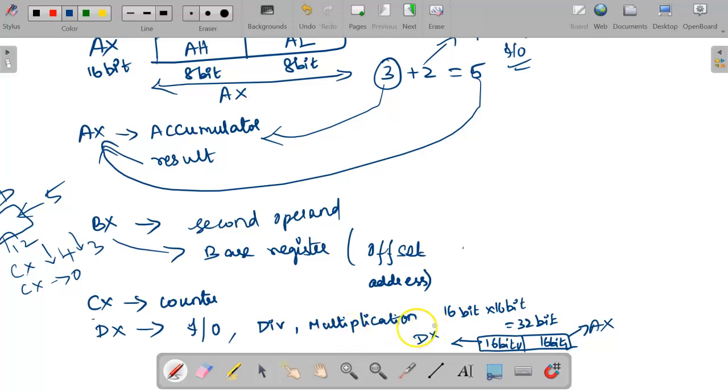So during the multiplication operation, whenever we are multiplying 16 bit into 16 bit, the lower 16 bit will be stored in AX, and the upper 16 bit will be stored in the DX register. Similarly, during the division operation, we have two things after the operation: one is the quotient, one is the remainder. By default, the quotient will be stored in the AX register, and the remainder will be stored in the DX register. So during multiplication and division, definitely we require the DX register.